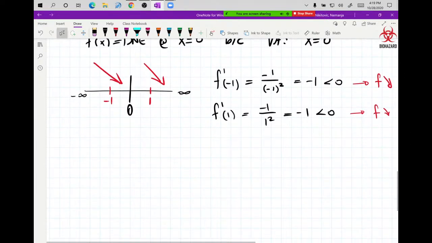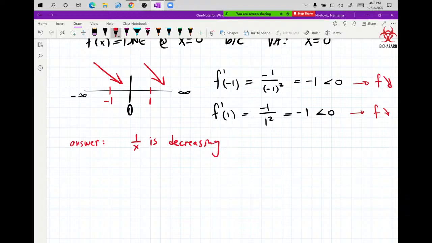And now, what do you put for the answer? I just remembered that I didn't do this for the previous problem, which is terrible. Your answer is, you will say 1 over x is decreasing on its entire domain. That's it. This is your answer. Because the question is, find the intervals of increase and decrease. And we found that the function is always decreasing.